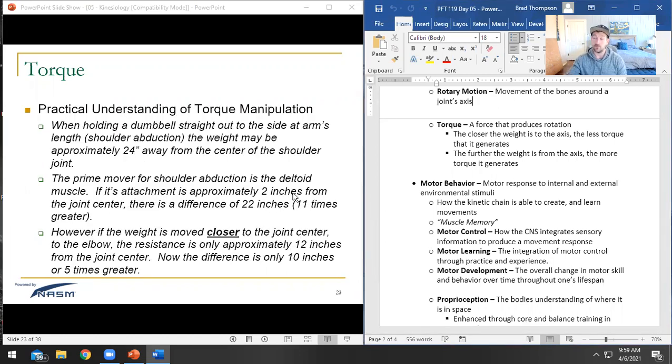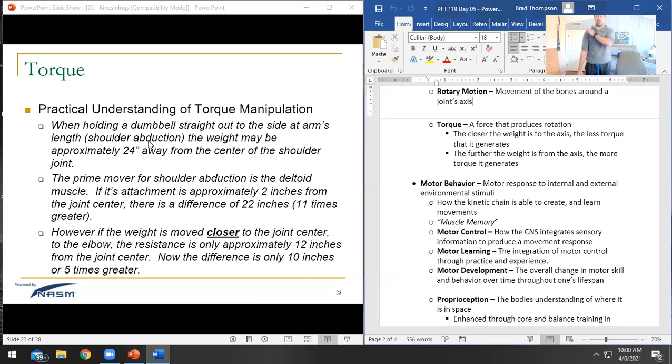Torque is going to make something feel much heavier to the muscle, because the muscle is going to lose its advantage. So here's a big long example. I'm going to read this word for word here. I know everybody hates that, but when holding a dumbbell straight out to the side at arm's length during shoulder abduction, the weight may be approximately, say, 24 inches from the center of the shoulder joint. So I don't know how long someone's arm is, but we're going to assume that it's 2 feet long. So if I had a dumbbell in my hand, that dumbbell is about 2 feet away from my shoulder here, right? So it's 24 inches.